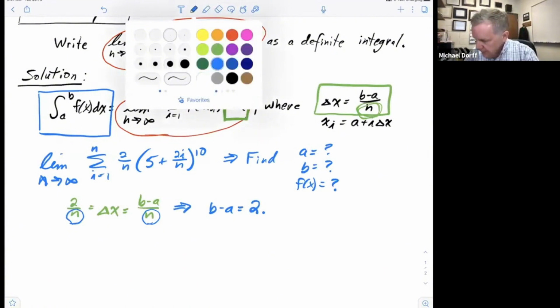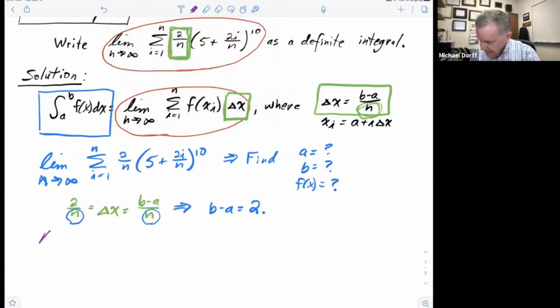What do I also know? Well, I also have that (5 plus 2i over n) to the 10th has to equal f of x sub i. How do I get that? Well, I look back here at my original problem.